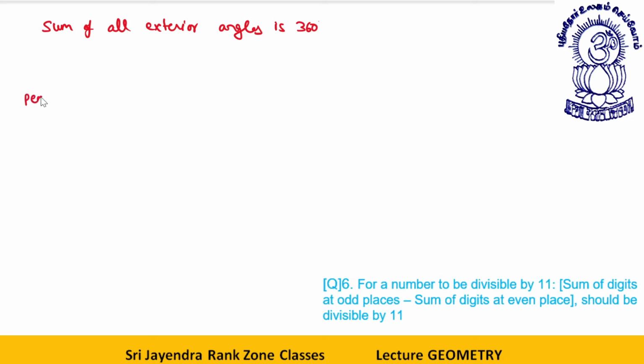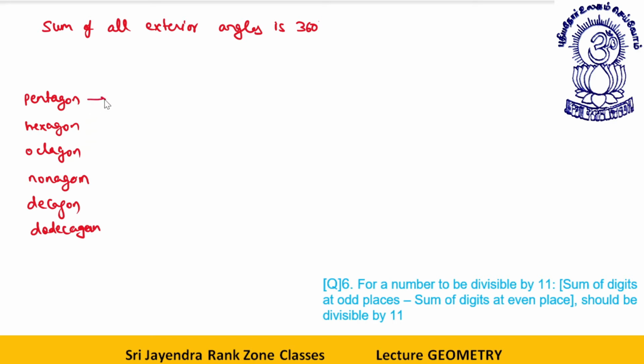So if I take a pentagon, three side, four side, you already know. I take a hexagon, I take an octagon, I take a nonagon. Nonagon means nine sides. I take a decagon. Decagon means 10 sides. I take a dodecagon, meaning 12 sides. This is how many sides? 5 sides, 6, 8, 10, 12.